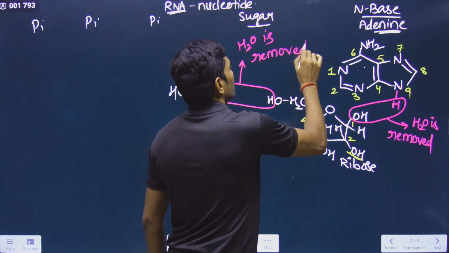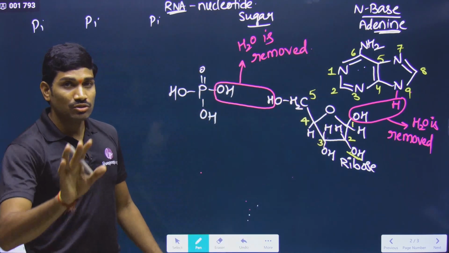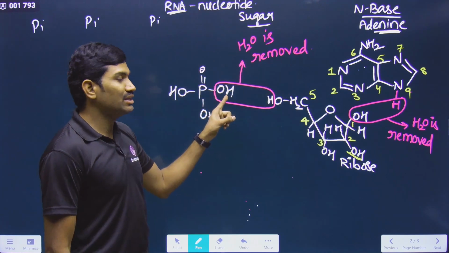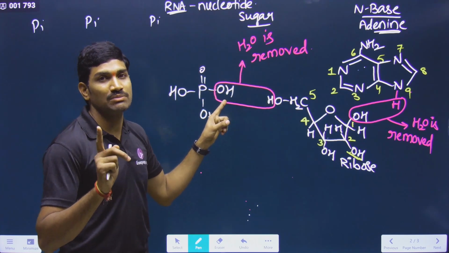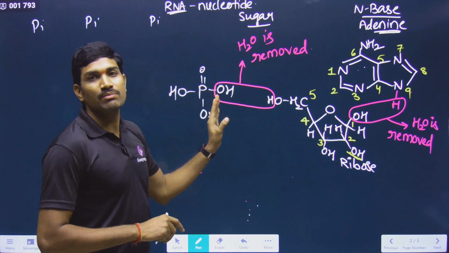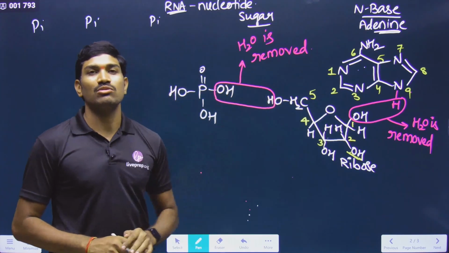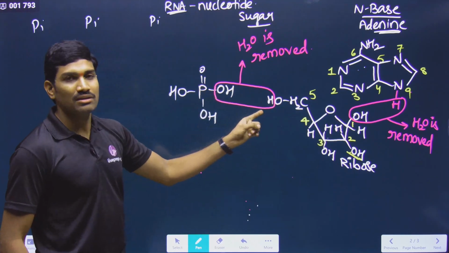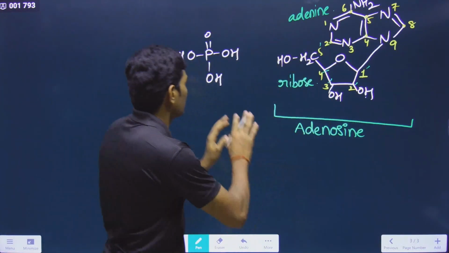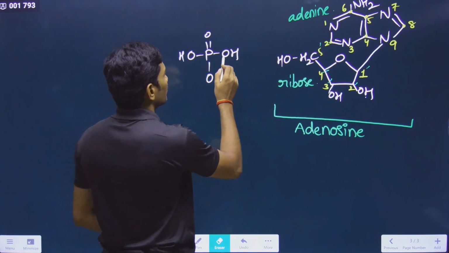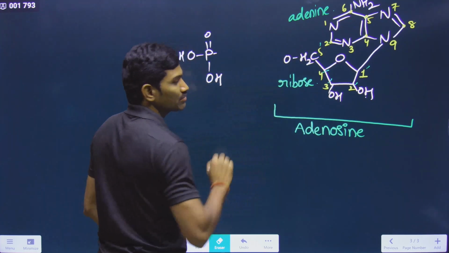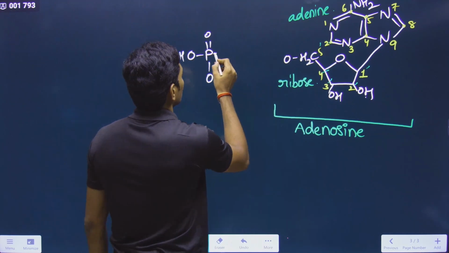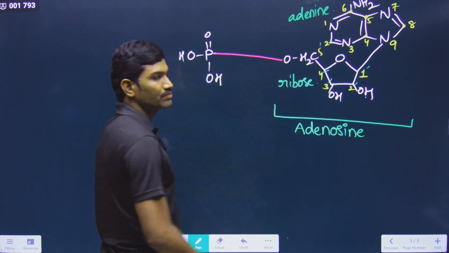And what is the mistake done by students? They are removing OH from this and they are removing H from this. This is a mistake. Please observe carefully. So OH from phosphoric acid and H from this alcohol group will be lost in the form of a water molecule. So the bond will be formed here. So you need to remove OH from this and H from this, so that now you can connect these two. This P will be directly connected to this O.